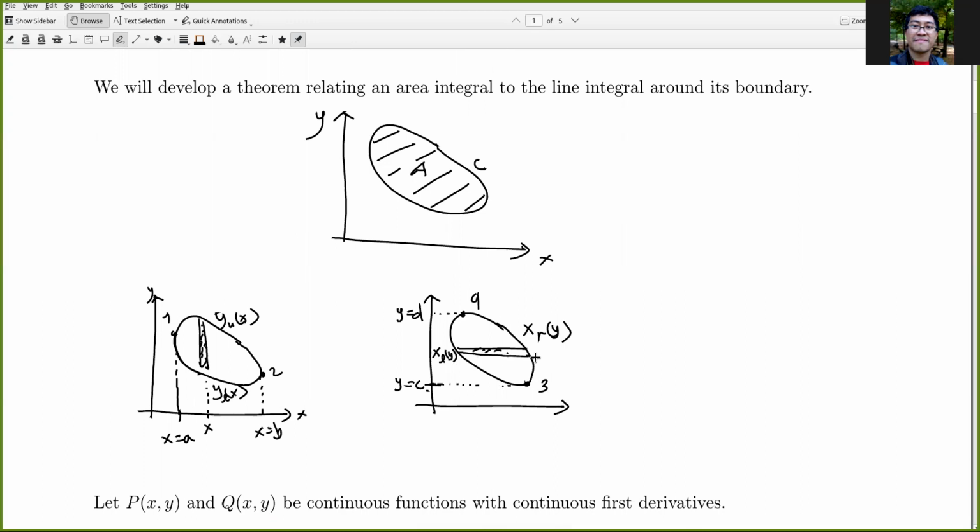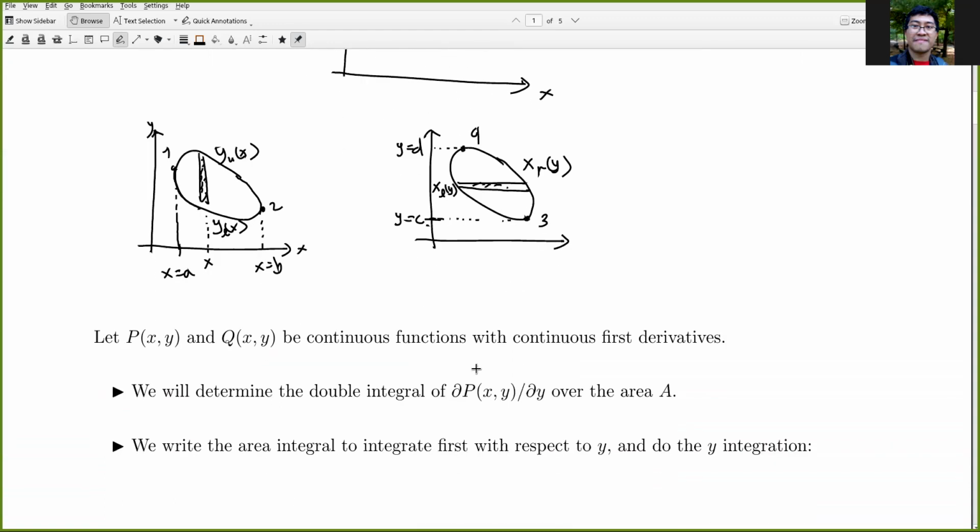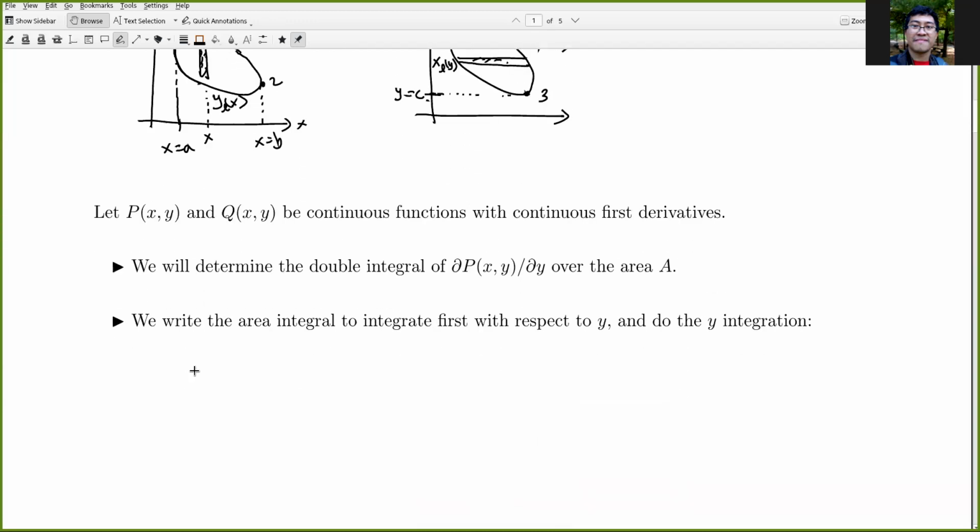So when we evaluate this integral, or double integral here, it would be bounded by this curve xl and xr. So now let us set p and q be continuous functions with continuous first derivatives. We will determine the double integral of partial p with respect to y over the area A. So we write the integral to integrate first with respect to y. So basically we are doing this.